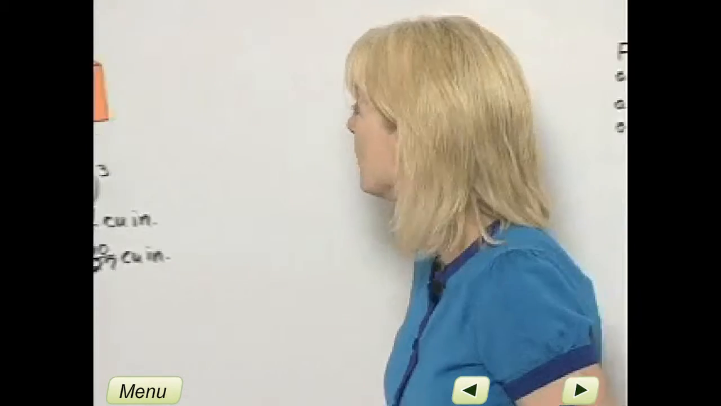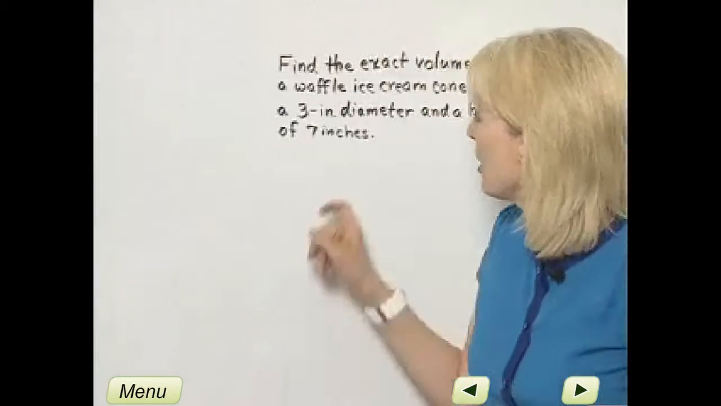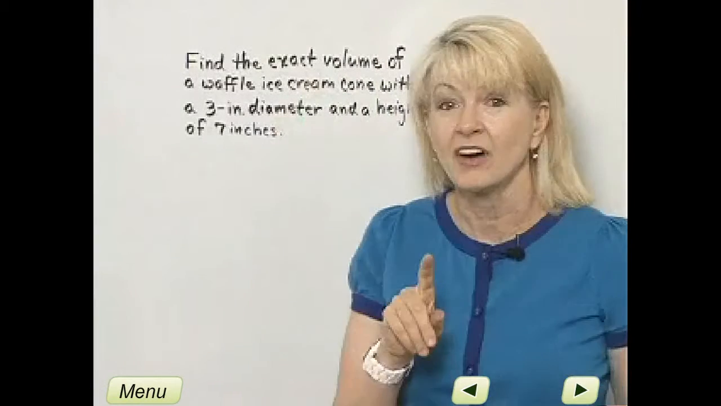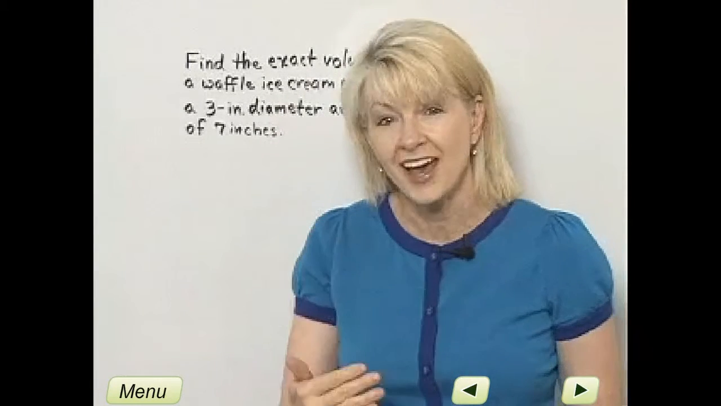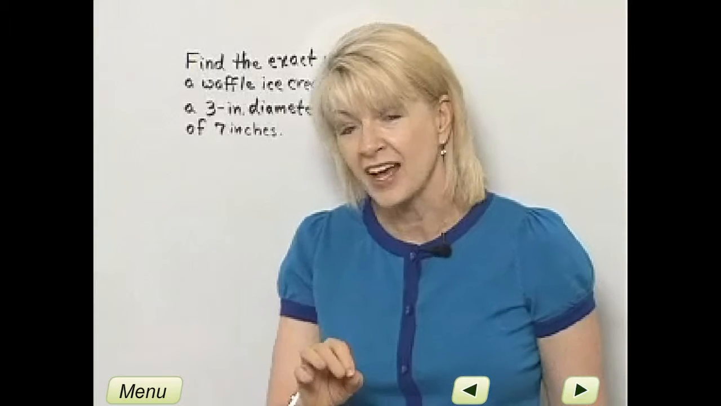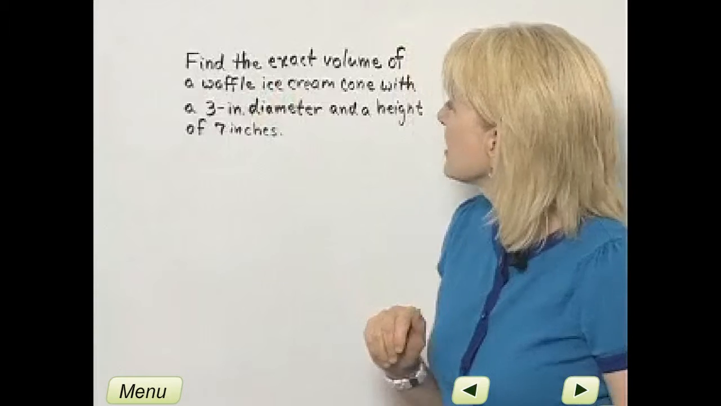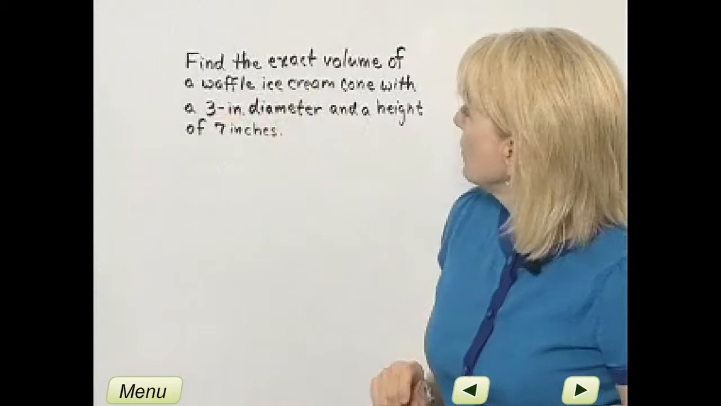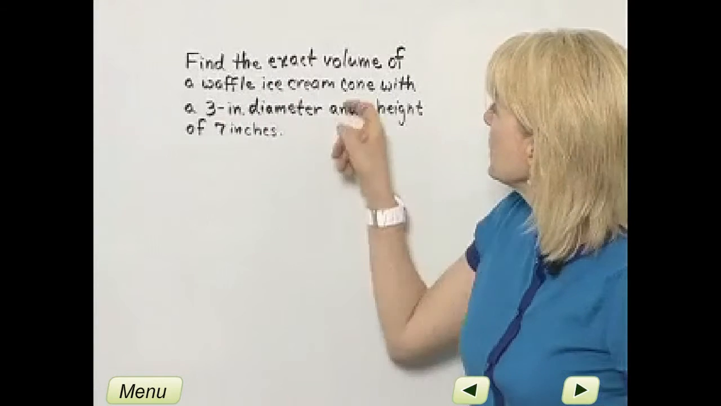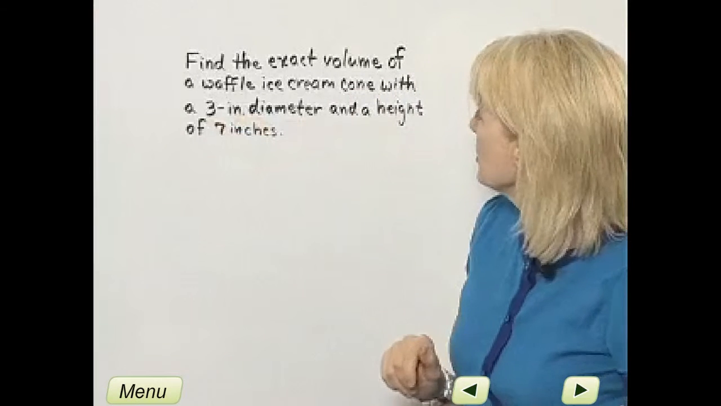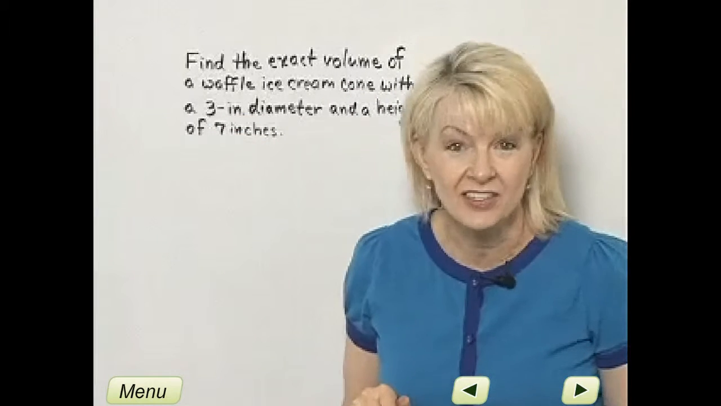Let's find one more volume. Let's find the volume of the following. We want the exact volume. Now, when you hear the word exact, that means if there's a pi in the answer, leave it as pi. Do not replace it with an approximation. So let's find the exact volume of a waffle ice cream cone. So it is in the shape of a cone with a 3-inch diameter and a height of 7 inches.